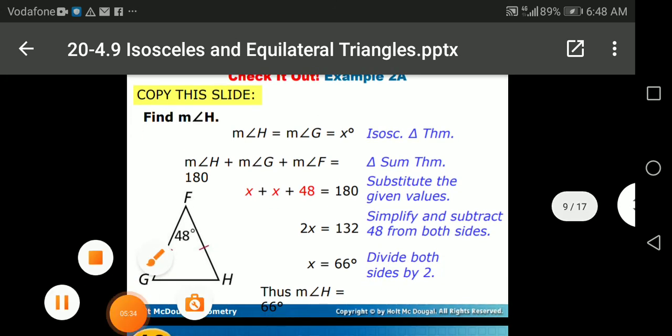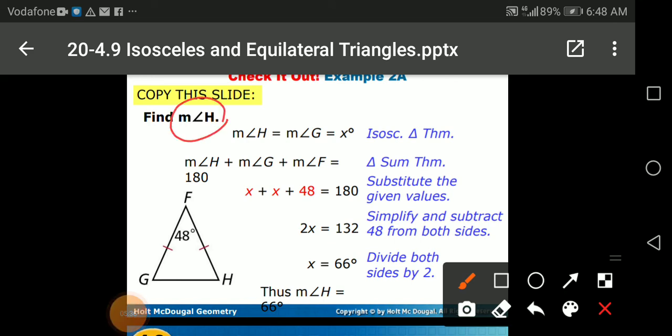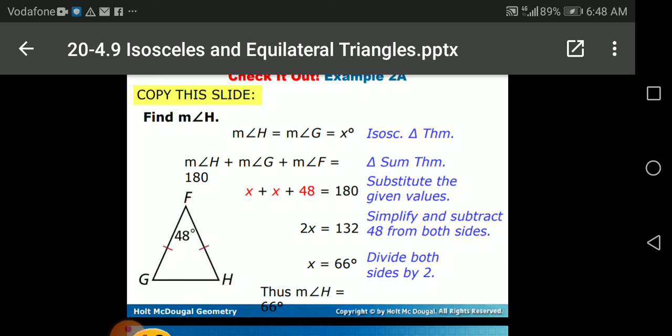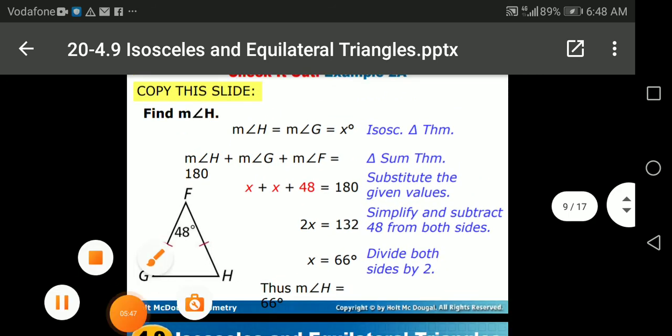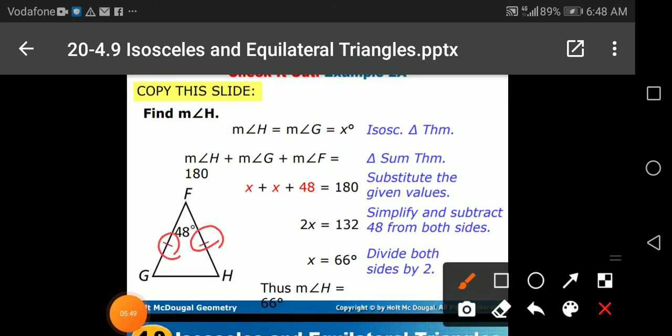To get angle H, how can I get it? I have this 48 degrees. So this is 48, and I have an isosceles triangle. This side is congruent to this side. Therefore, this angle is congruent to this angle.